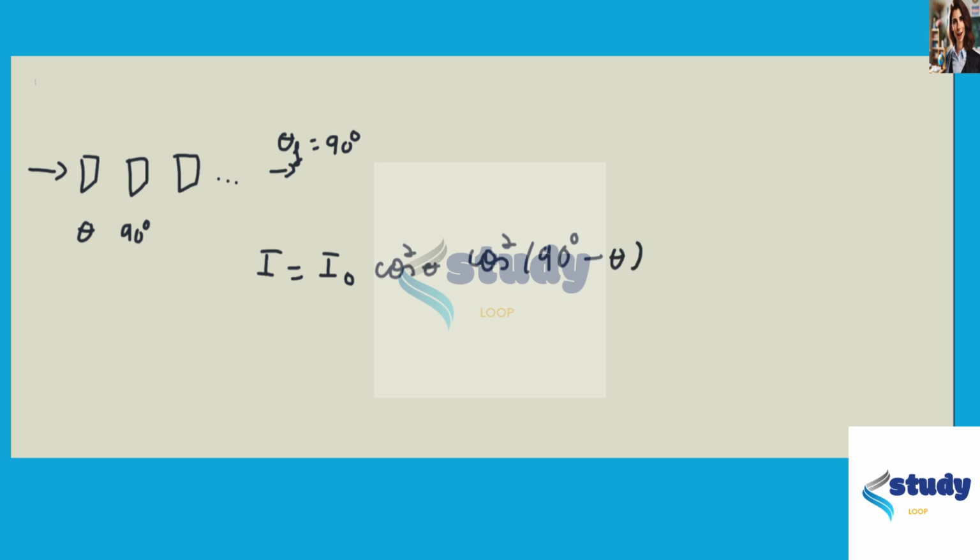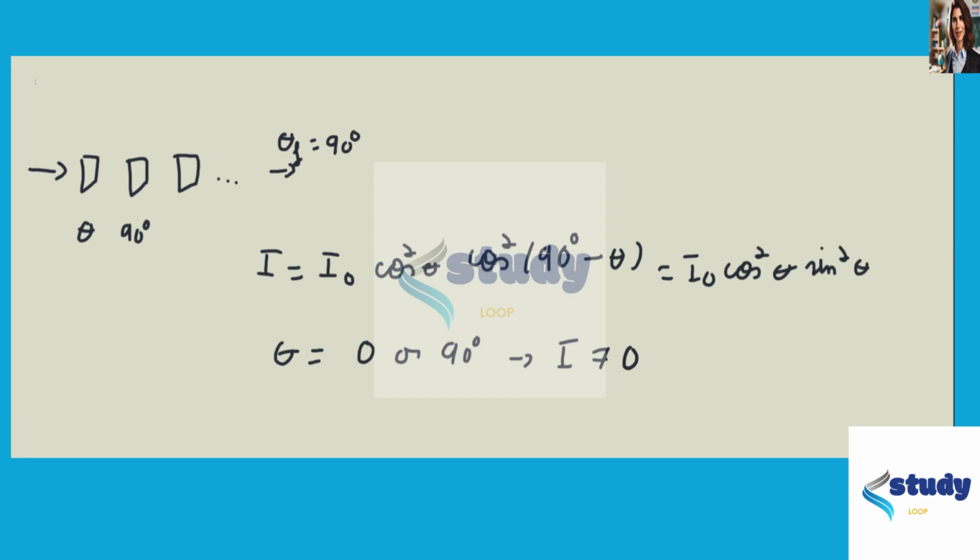We can write this as sine square. So I0 cosine square theta sine square theta. Provided that theta is not 0 or 90 degrees, the intensity is different from 0. And this means that light passes through, and the polarization in the end will be 90 degrees.